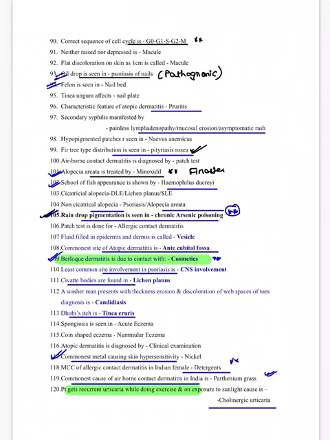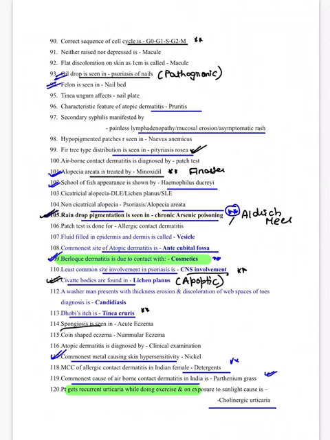School of fish appearance in Haemophilus ducreyi. Raindrop pigmentation is seen in chronic arsenic poisoning, also Aldrich-Mees lines, guys. Okay. Now patch test is done for allergic contact dermatitis, guys. Okay. Least common site of involvement in psoriasis is the CNS, guys. Civatte bodies, these are the apoptotic bodies, guys. I have talked about these in the pathological bodies video, guys. Go and check it out.